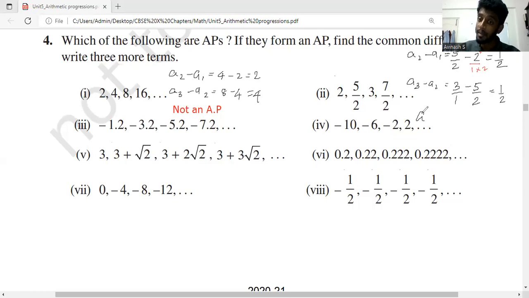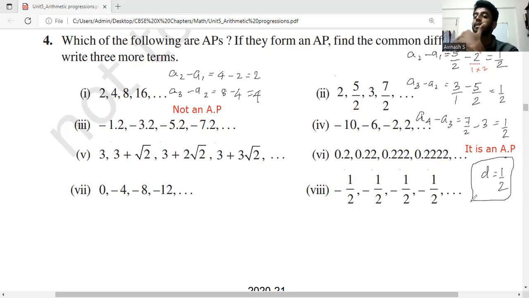We check for the next term also, which is A4 minus A3, which is 7 by 2 minus 3. Again, when you take the LCM, you get 1 by 2. So you can clearly see the differences are the same. They are common. So since the common difference is the same, we can conclude that it is an AP. They have also asked us, if it is an AP, to find the common difference. The common difference is 1 by 2.